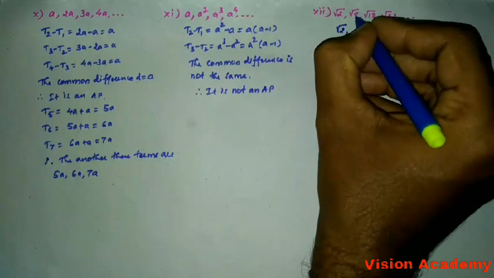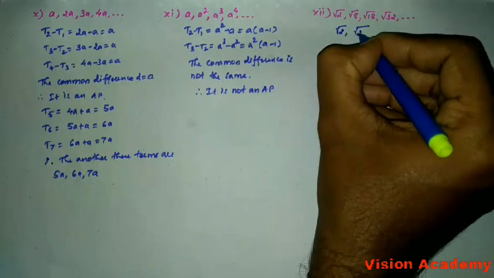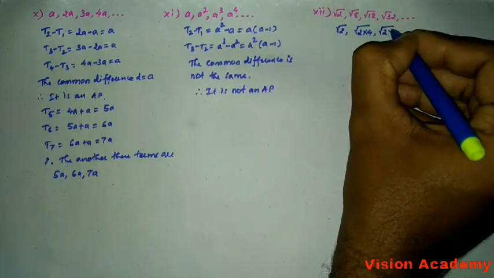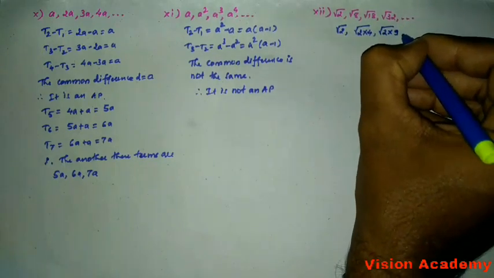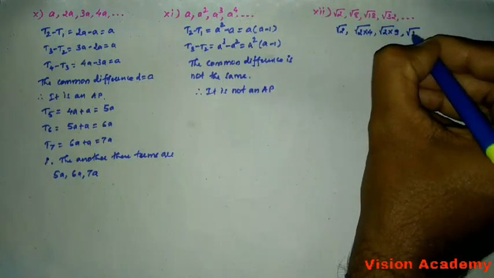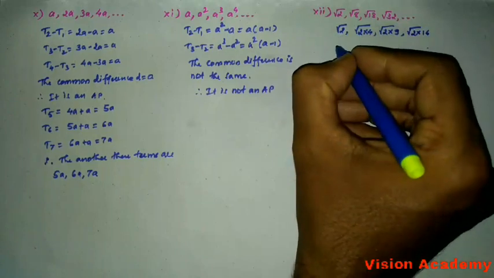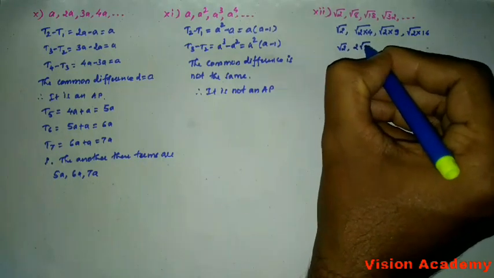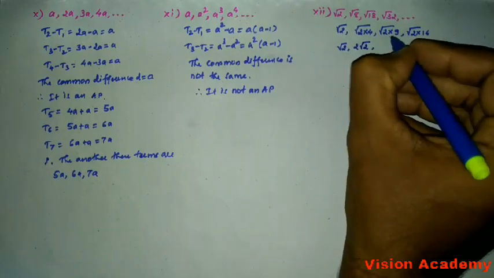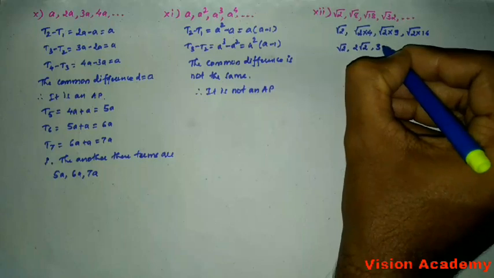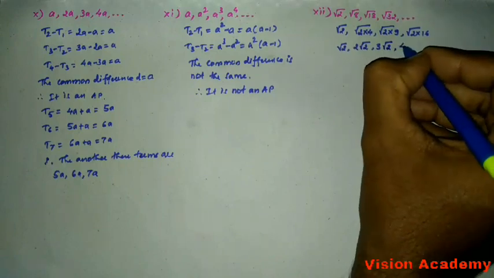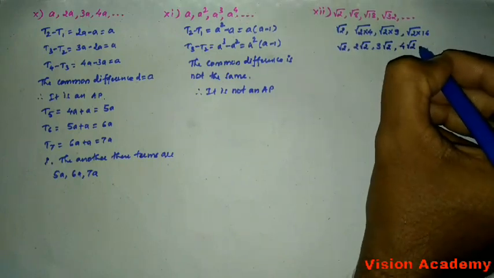Square root of 8 can be written as square root of 2 into 4. Square root of 18 can be written as square root of 2 into 9. Square root of 32 can be written as square root of 2 into 16. So here 4 is a perfect square which will come out as 2, and this square root of 2 remains as it is. Next, 3 3s are 9, so this 3 will come out and this square root of 2 remains as it is. Next, 4 4s are 16 and this square root of 2 remains as it is.